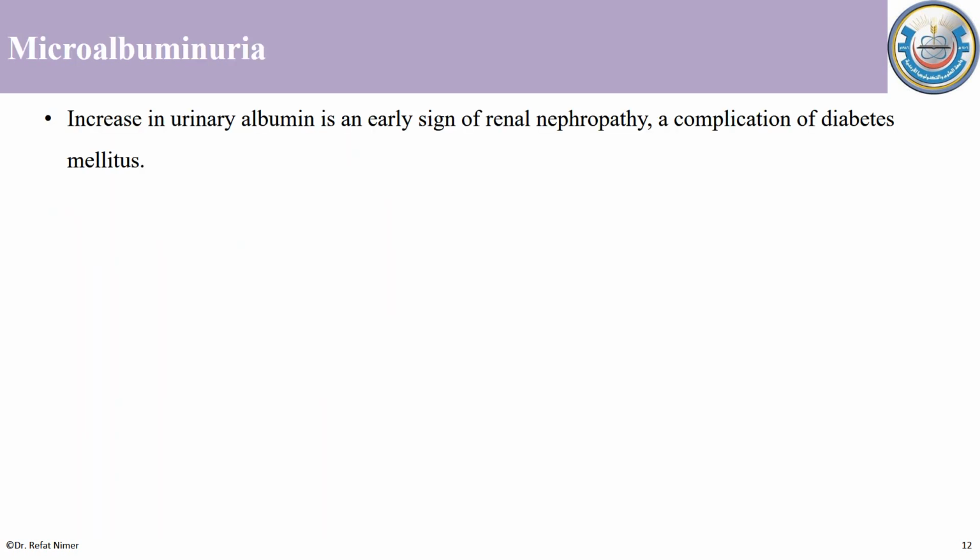We have also the microalbuminuria test. The increase in urinary albumin is an early sign of renal nephropathy, which is a complication of diabetes mellitus. Renal nephropathy is a disease of the kidneys caused by damage to small blood vessels or to the units in the kidney that clean the blood. So people who have had diabetes for a long time may develop a problem in the kidney.